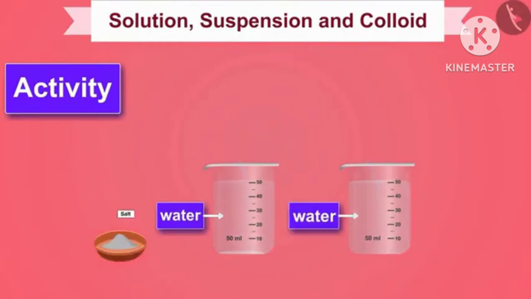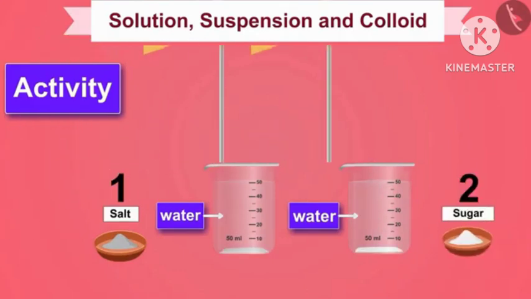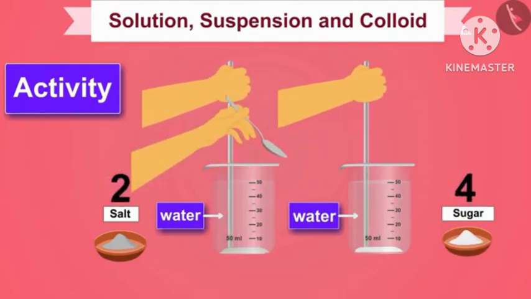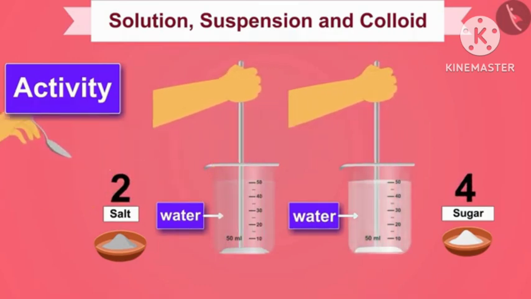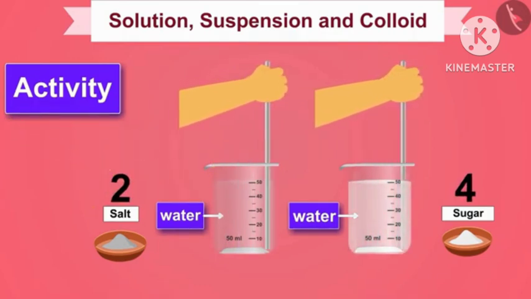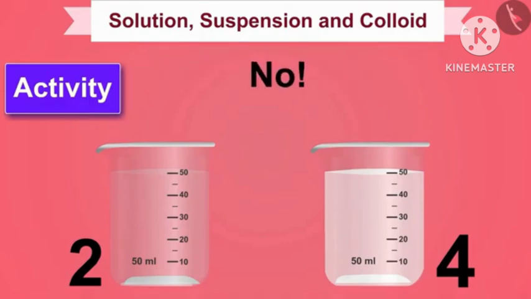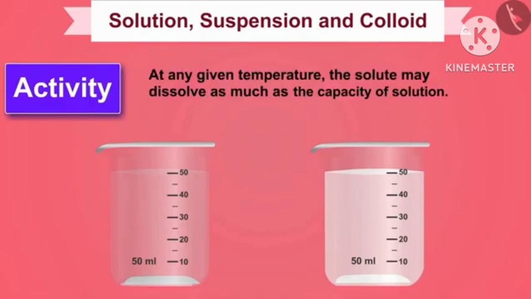Mix salt in one beaker and sugar in another and mix them well. Keep dissolving the salt and sugar in both of these beakers until you cannot dissolve any more salt or sugar in the solution. Are the amounts of salt and sugar dissolved in water equal at this temperature? No. At any given temperature, the solute may dissolve as much as the capacity of the solution.